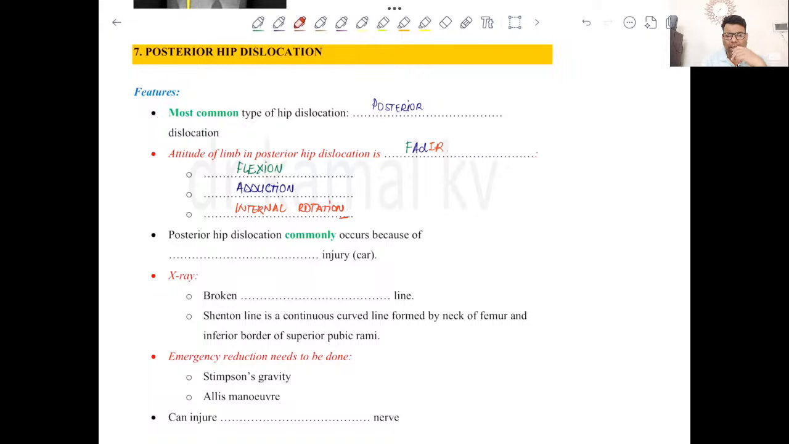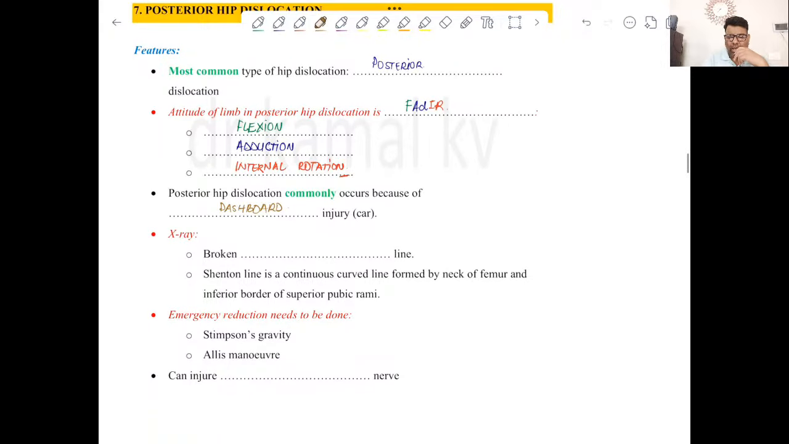Now the usual mechanism is like if somebody is sitting in the front seat of the car, and if there is any accident, the knee strikes the dashboard, and then the force is transmitted along the long axis of the femur, and that dislodges the head of the femur out of the acetabulum. So sometimes you also call it a dashboard injury. So another term for this is dashboard injury, right? Now on X-ray you will see certain important features. Yes, Shanawaz bhai, this is dashboard injury.